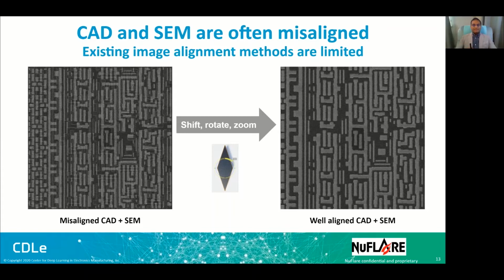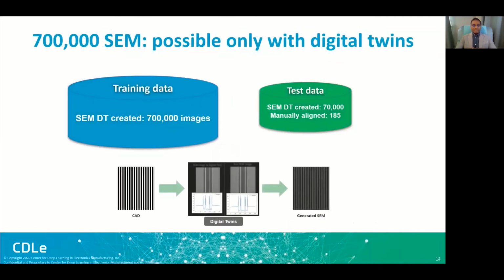Now, existing methods to do image alignment fail to do a pretty good job, especially in cross-domain images such as CAD and SEM. And that's why we built a deep learning-based tool. For the training data, remember the previous tool, the automatic filtering, did not require a lot of training data. After all, not all deep learning requires a huge amount of training data. There are some exceptions. However, for this case, it was required to have at least 700,000 SEM images.